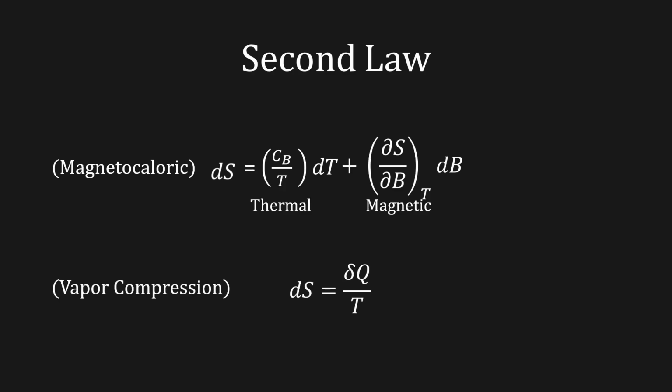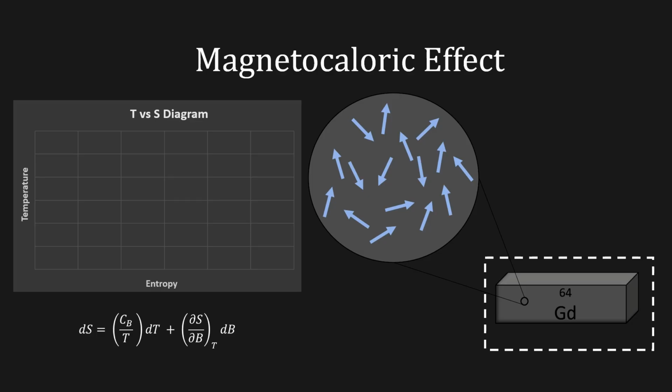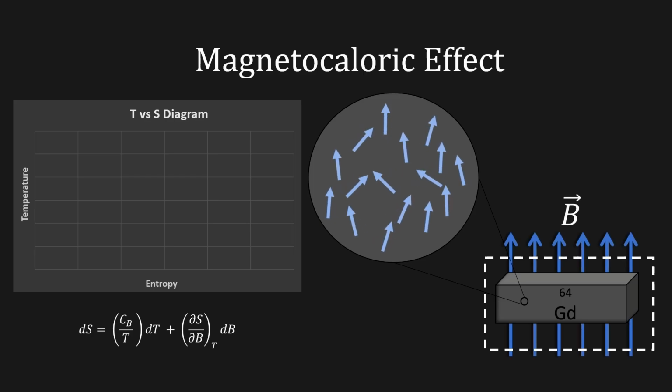Unlike vapor compression cycles where entropy changes are driven by fluid phase change, here entropy is directly controlled through magnetic fields. If we take a look at the temperature versus entropy diagram, we can plot out each point as we go throughout the cycle. Now if we apply an external magnetic field, the dipoles begin to align with the field. This reduces magnetic entropy of the system.